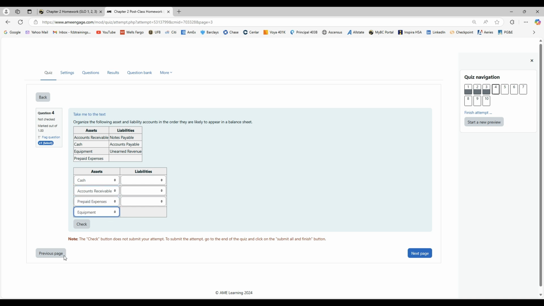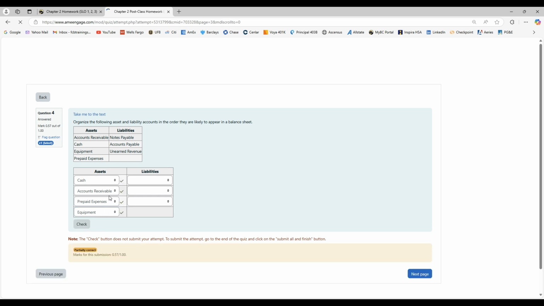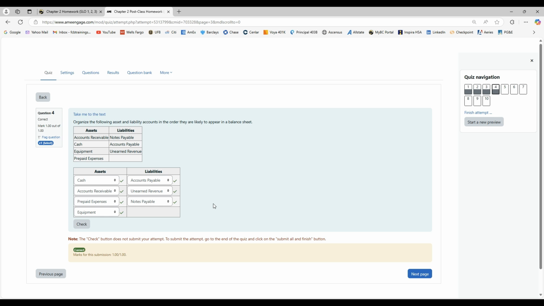Equipment will definitely be at the bottom. Let me check myself. Accounts receivable, I believe, is second. Yeah, prepaid expenses. So these liabilities then are in order of what's going to be paid first, essentially. So accounts payable is always typically the first one. Unearned revenue, and then usually the long-term liabilities are the last. And accounts payable first, so unearned revenue in the middle, and 100%.